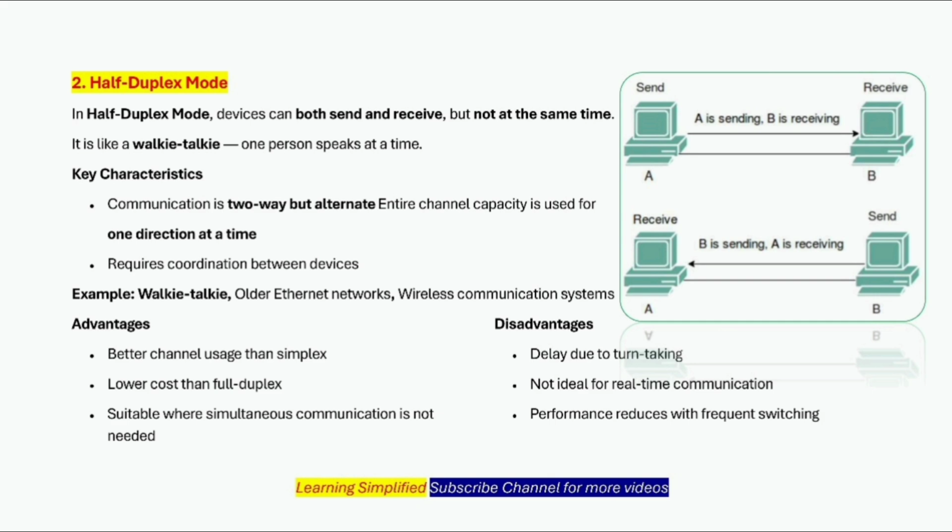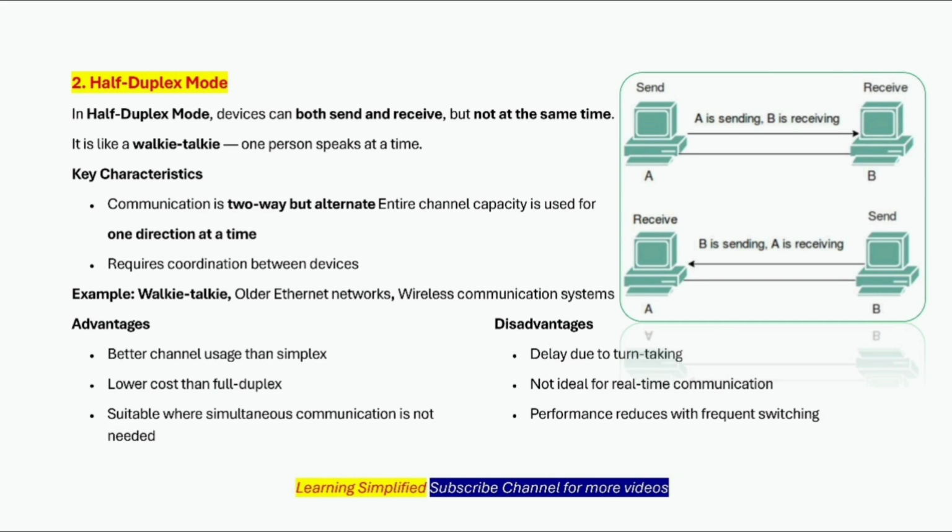The entire channel capacity is used for one direction at a time, and proper coordination is required between the communicating devices. Examples of half-duplex mode include walkie-talkies, older Ethernet networks, and some wireless communication systems. The advantages of half-duplex mode are that it provides better channel usage than simplex mode, costs less than full-duplex mode, and is suitable where simultaneous communication is not required.